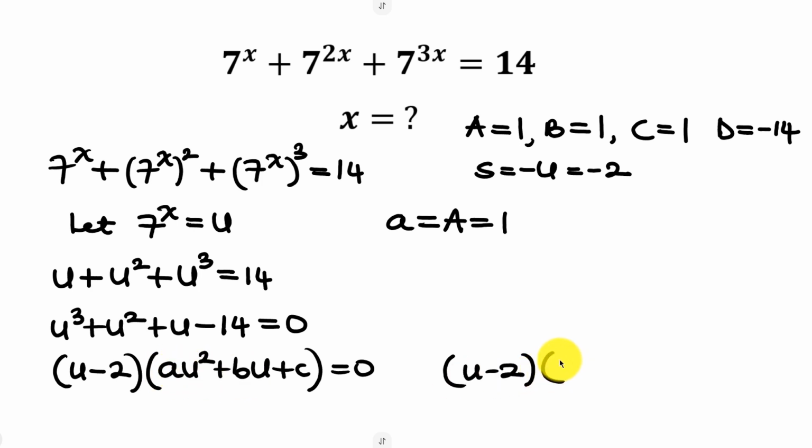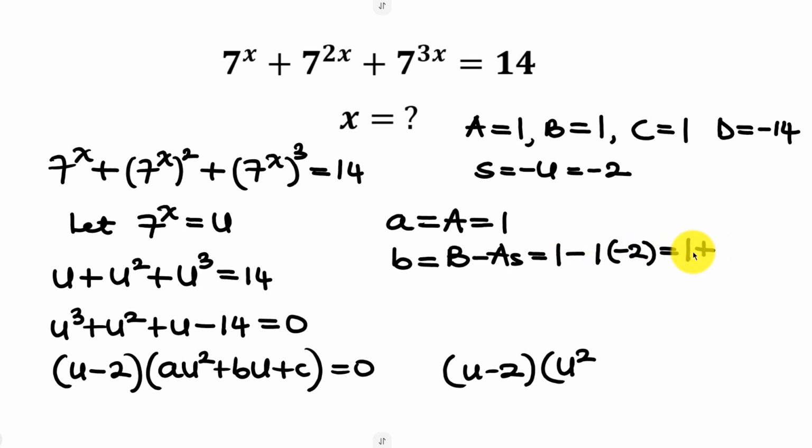So this will be u squared. Now let's get small letter b. To get small letter b is capital letter B minus a times s. So this will be capital letter B is 1 minus capital letter A, that is 1, times s is negative 2. Very good. And this will be 1. Now negative times negative is positive 2. Very good. So 1 plus 2 is equal to 3. So the coefficient b is 3. So this will be plus 3u.